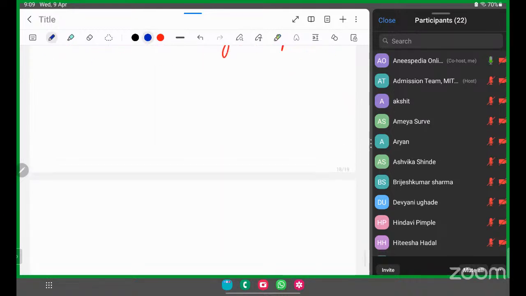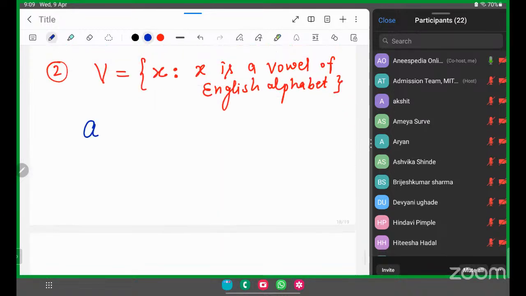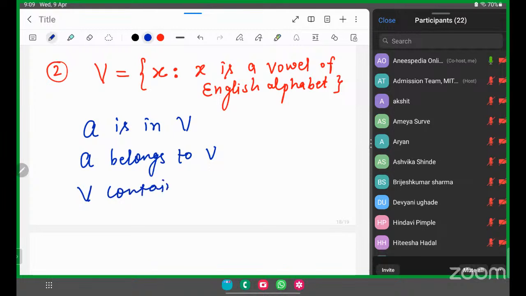Now, in this set, element A is in set V, or element A belongs to set V, or V contains element A. All these phrases can be given by a mathematical symbolic representation.